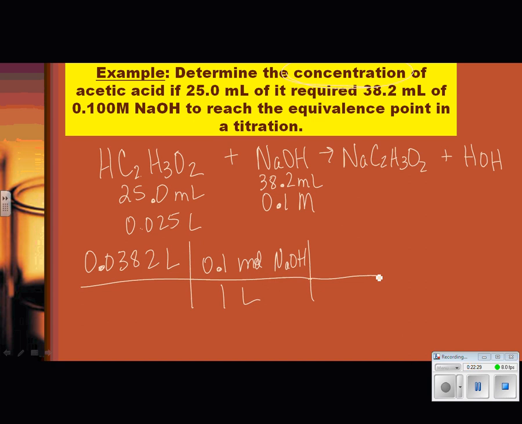And you're always going to start with what you know two things about. That's what you start with. Then you know it's 1 mole of NaOH for every 1 mole of HCl. Oh, not HCl. HC2H3O2. Sorry, it's acetic acid this time. Which should then give us moles of HC2H3O2.